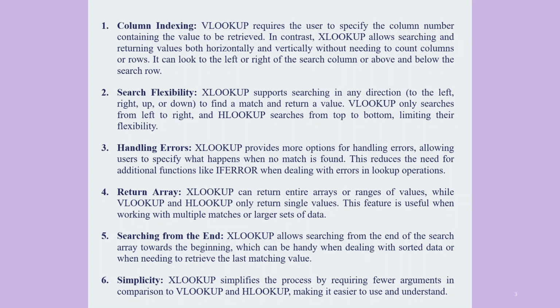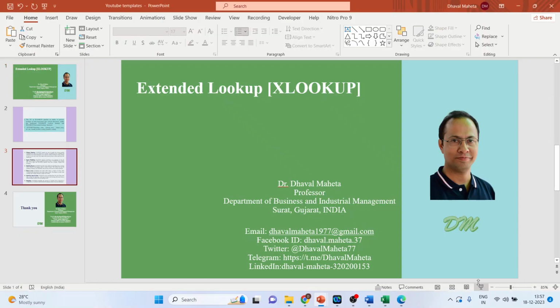Searching from the end. XLOOKUP allows searching from the end of the search array towards the beginning, which can be handy when dealing with sorted data or when needing to retrieve the last matching value. Simplicity. XLOOKUP simplifies the process by requiring fewer arguments in comparison to VLOOKUP and HLOOKUP, making it easier to use and understand. Now let's see this function in Excel.